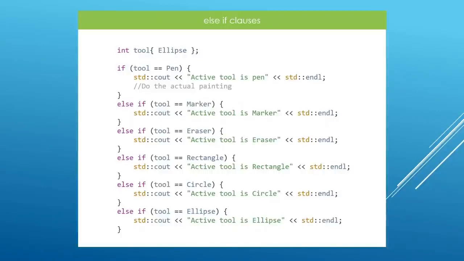And when you do something like this, only one block in this whole chain of statements is going to execute. So for example, if we have the marker as the current tool, the code inside this block is going to execute and say active tool is marker, but nothing else in this block is going to execute. After we run this statement, control is going to jump to the end of this whole chain of if and else if statements here. I really hope you understand this. And this is really powerful stuff.